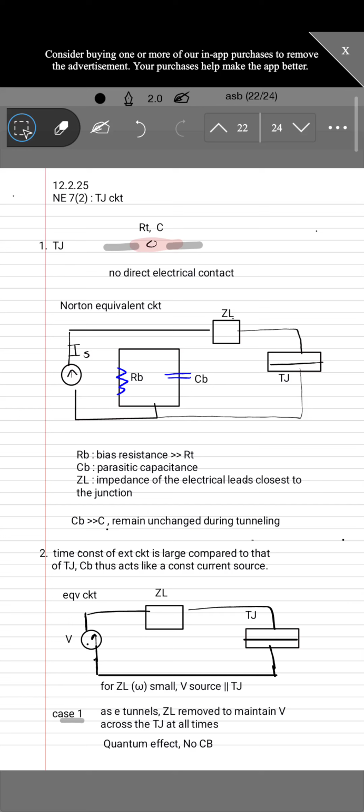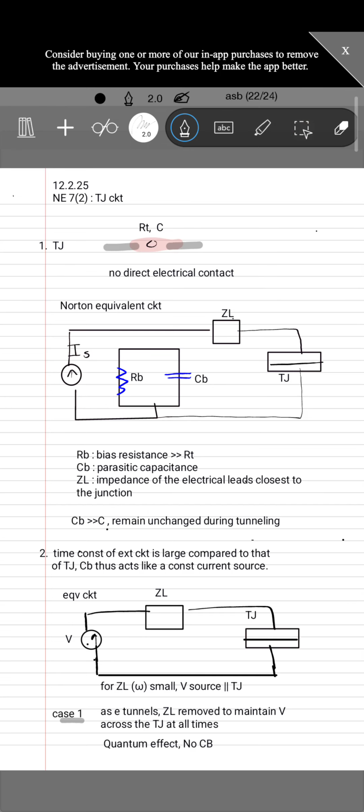Hello students, so continuing our lectures on nanoelectronics, we will first consider, as we have seen in previous lectures, that when we have a quantum dot and two leads as a tunnel junction, there is no direct electrical contact being made between these three entities. So we can consider that there is a tunnel resistance due to tunneling of current, or we can consider that there is a capacitance like a parallel capacitor.